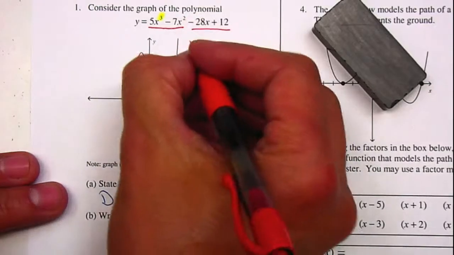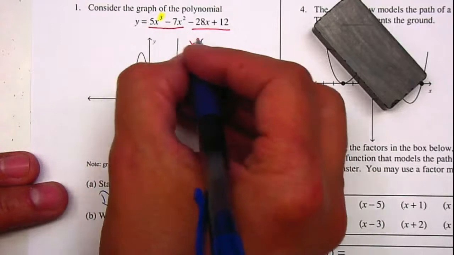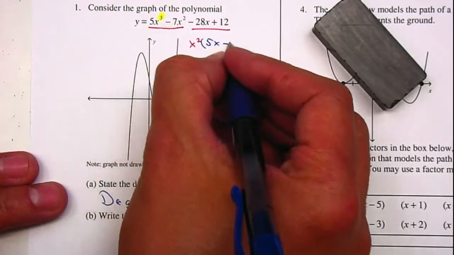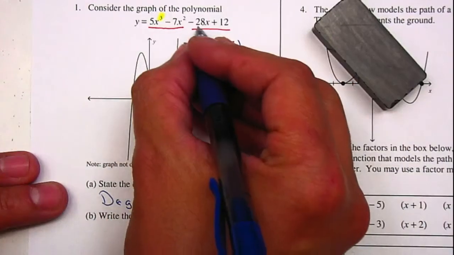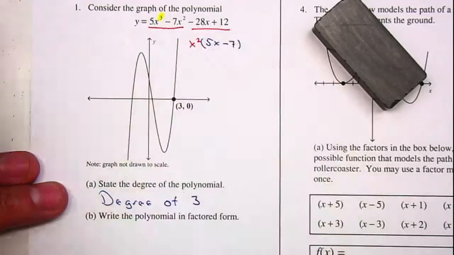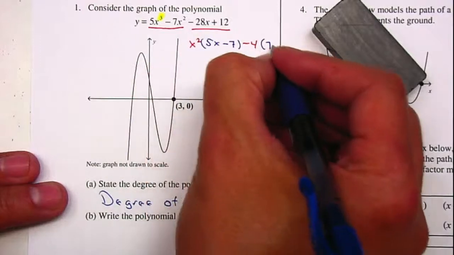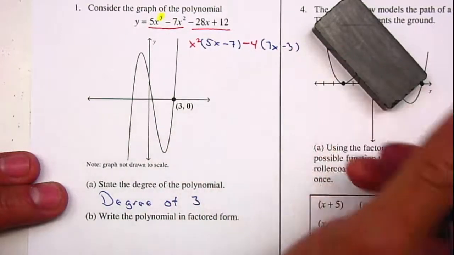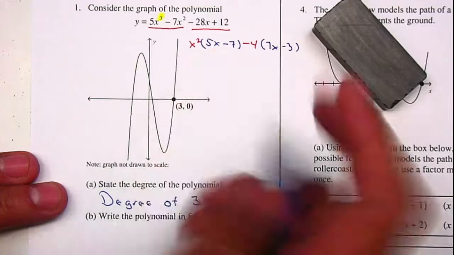But I can factor out x squared. And what's left behind? What do I need to multiply x squared by to end up with 5x to the third will be 5x. And x squared multiplied by what is negative 7x squared will be negative 7. On the second one, what can I factor out? I can factor out a negative 4. And what's left behind? Negative 4 times what gives you 28x will be 7x. And negative 4 multiplied by what gives you 12 will be negative 3. So we have a problem that those two are not the same. So this cannot be done by grouping.